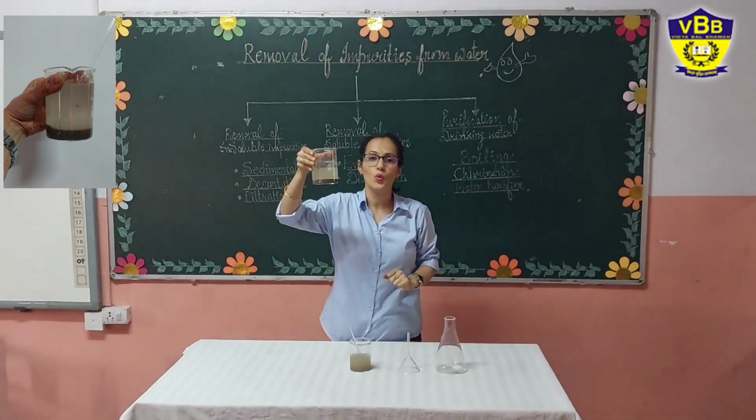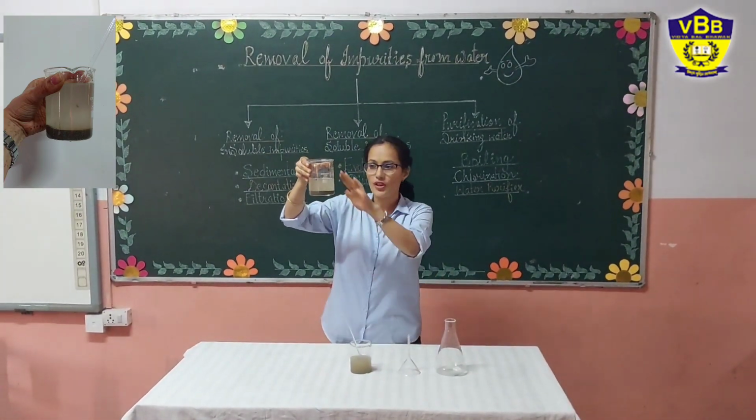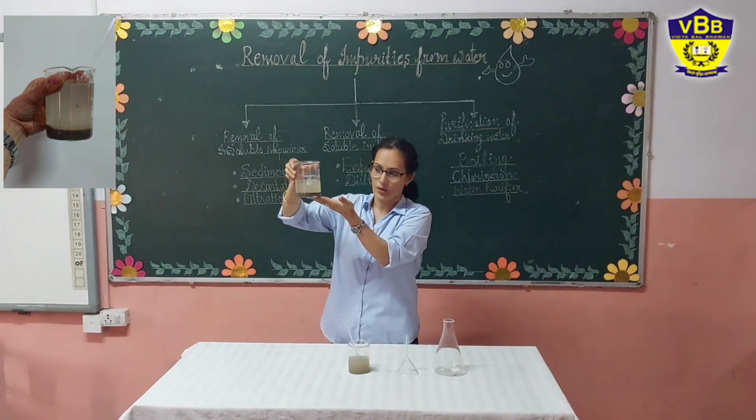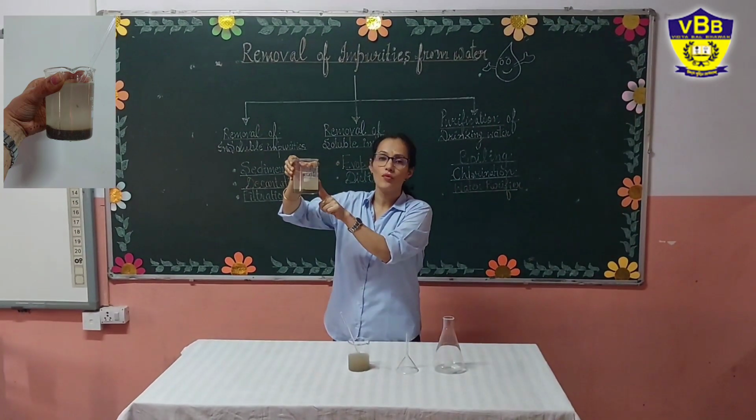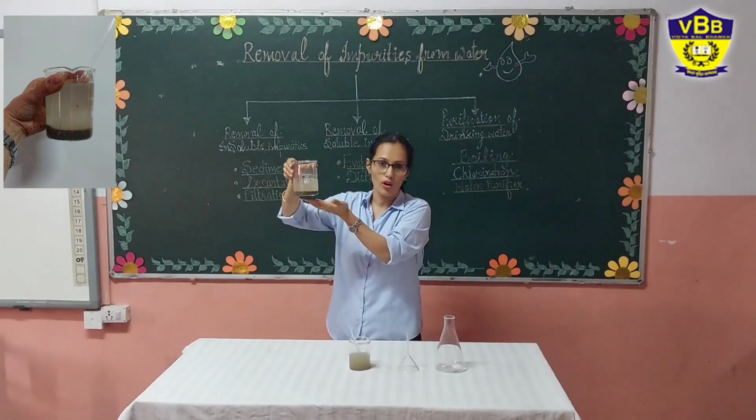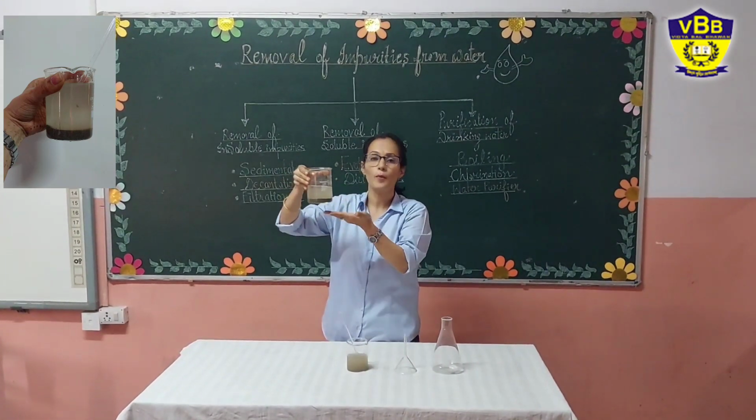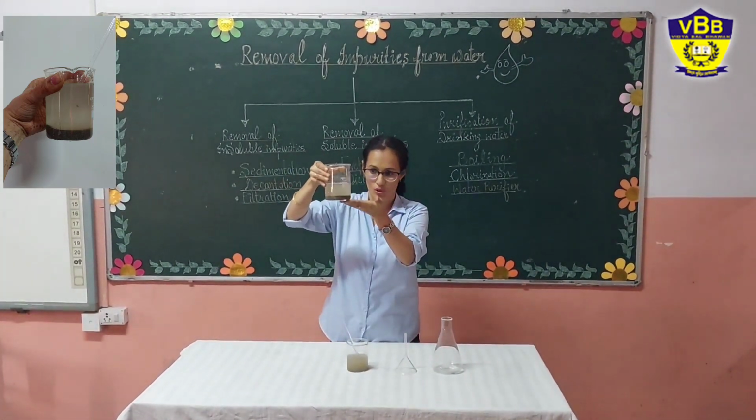So this process is known as sedimentation, in which impurities settle down at the bottom and the clear water remains on the upper side of the impurities. This whole process is known as sedimentation.